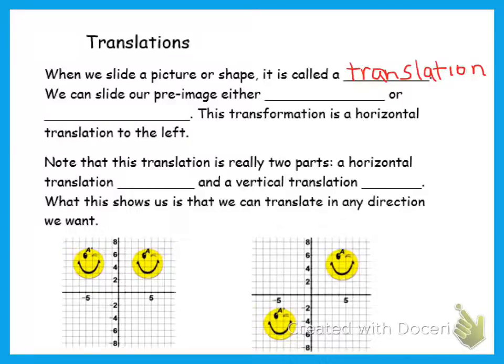We can slide our pre-image either horizontally or vertically. This transformation is a horizontal transformation to the left. Note that this translation on the second picture is really two parts: a horizontal translation left and a vertical translation down. What this shows us is that we can translate in any direction we want.